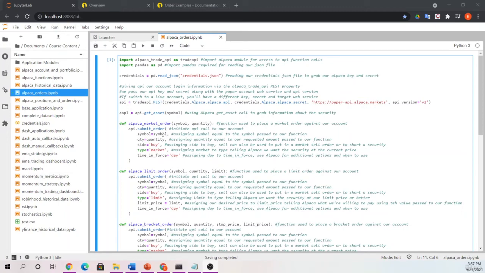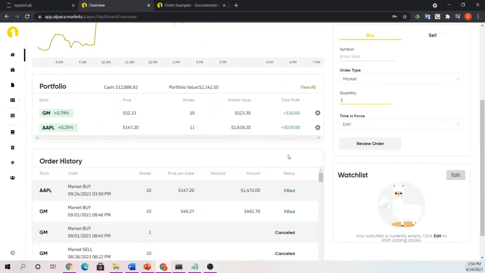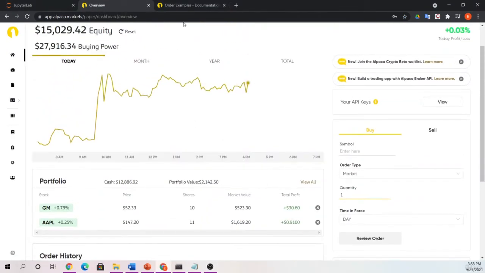For our example, please open the Alpaca Orders Notebook in our course content folder. Inside of this, we're going to find a few functions that we're going to execute, and we're going to jump back and forth with our live account so that we can see these execute in real time.